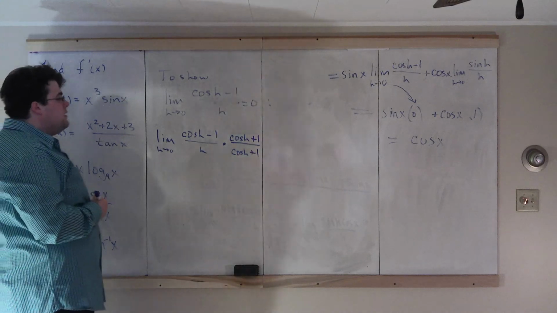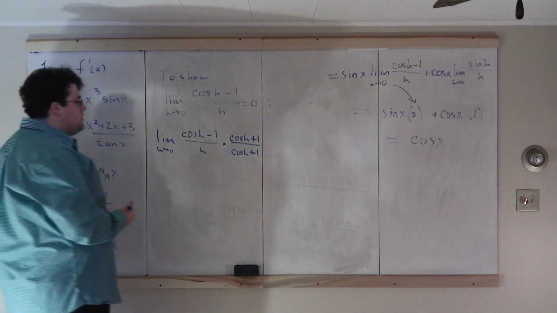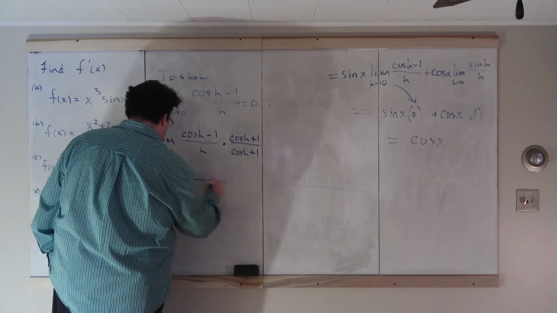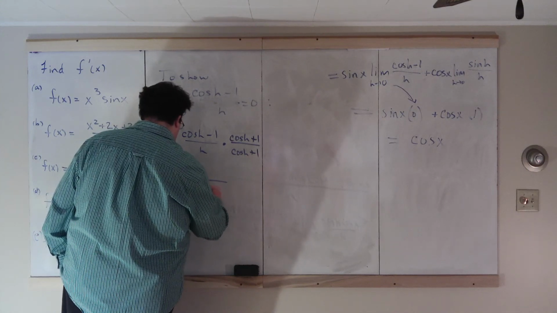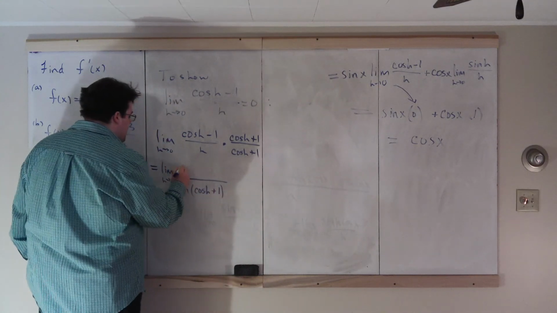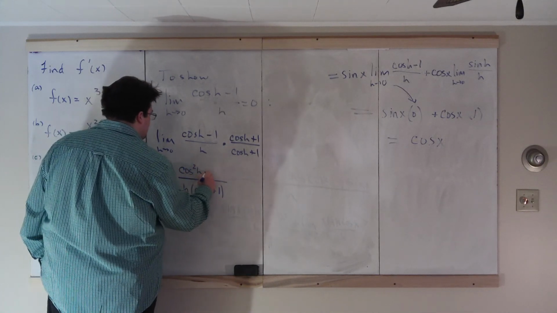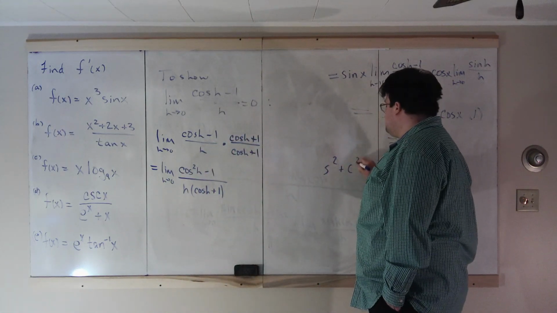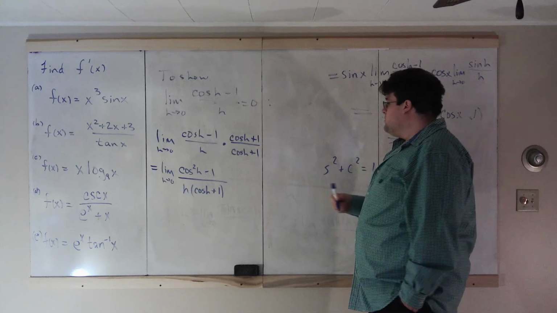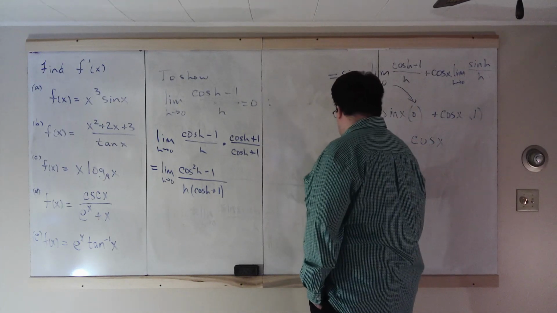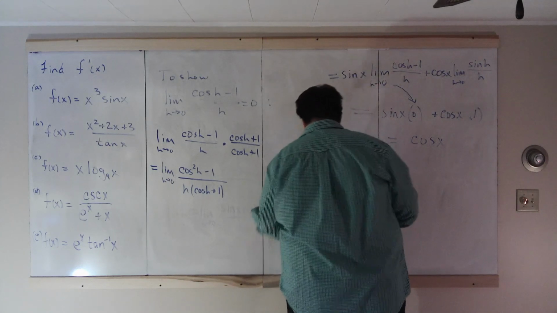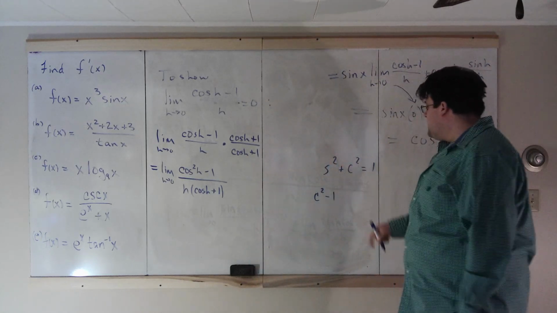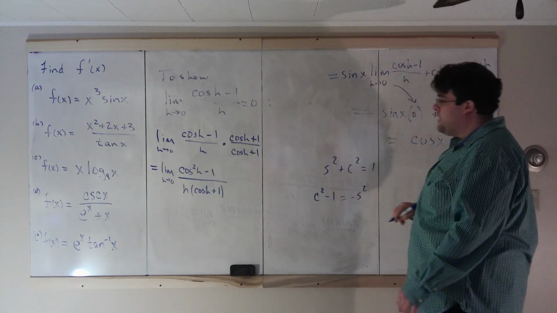Now, why can we do that? Well, we do that because of the trig identity, sine squared plus cosine squared equals 1. Where does that show up? Well, the denominator we'll leave alone. What do we have in the numerator? Well, we have cosine squared of h minus 1 from the difference of squares. But remember, sine squared plus cosine squared equals 1. So what's cosine squared minus 1? Cosine squared minus 1, bring the negative 1 over, equals negative sine squared.